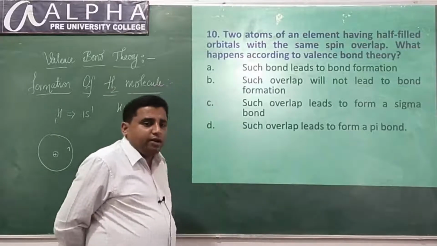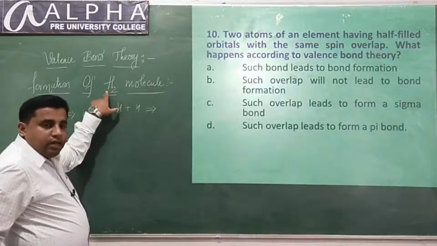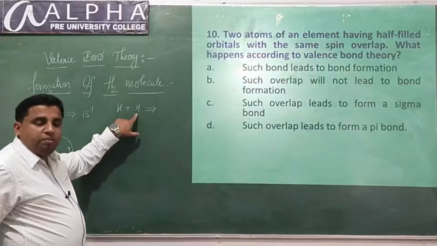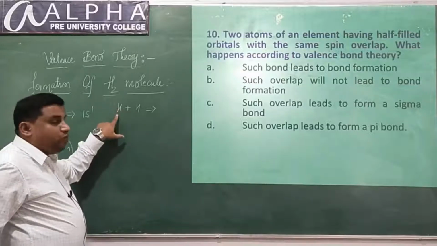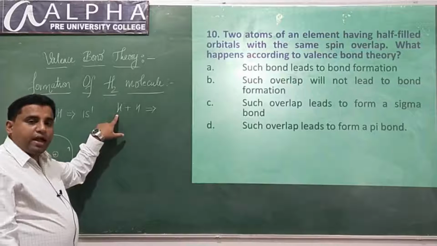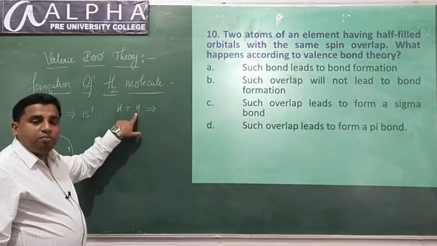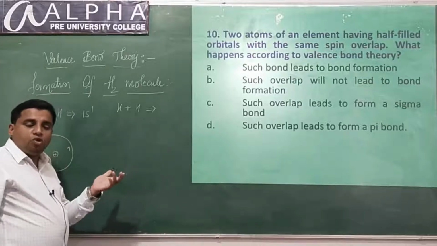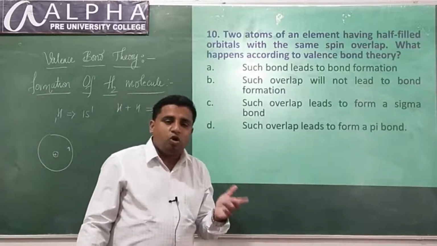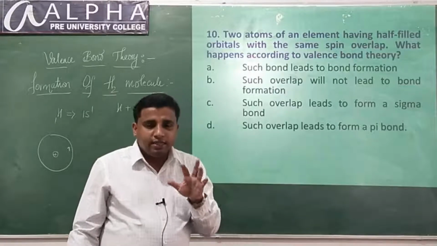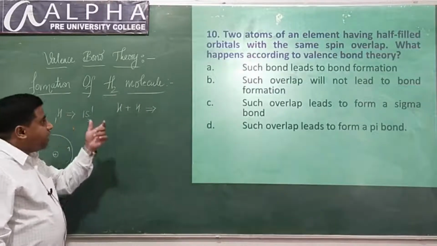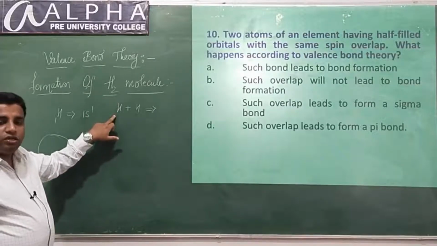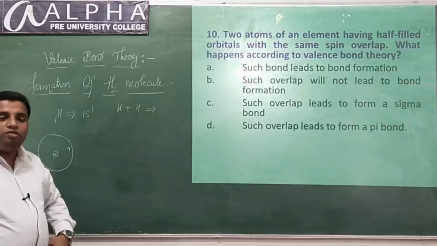If a hydrogen molecule has to be formed, the atomic orbital of one hydrogen should overlap with the atomic orbital of another hydrogen. Only then is a covalent bond formed between the two hydrogen atoms, giving rise to the hydrogen molecule. Hope you are able to understand what I say. I repeat again: the atomic orbital of one hydrogen should overlap with the atomic orbital of another hydrogen.